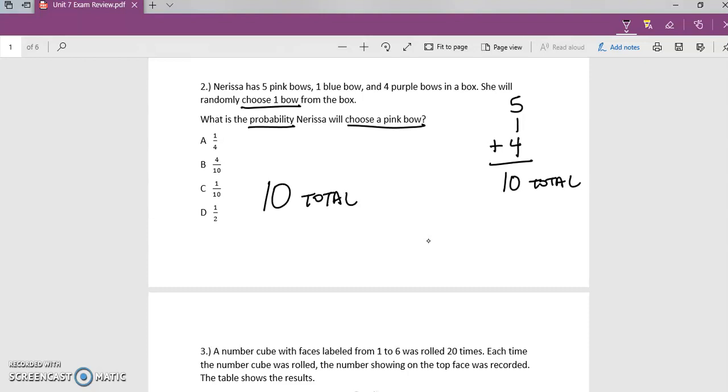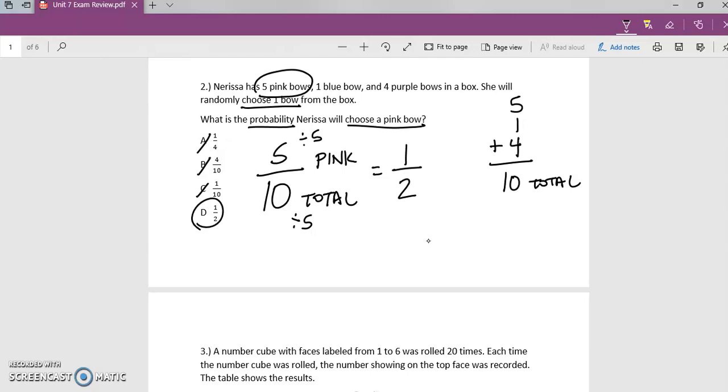And what is the color I'm looking for? I'm looking for pink. So 5 out of those 10 are going to be pink. So are any of the answers 5 out of 10? No. But let's try and simplify it. Let's try and divide the top by 5 and the bottom by 5. 5 divided by 5 is 1. 10 divided by 5 is 2. So let's see, 1 over 4, 4 over 10, 1 over 10, but letter D is 1 over 2. So there's a 1 in 2 chance that if she randomly reaches inside that box, she'll get a pink bow.